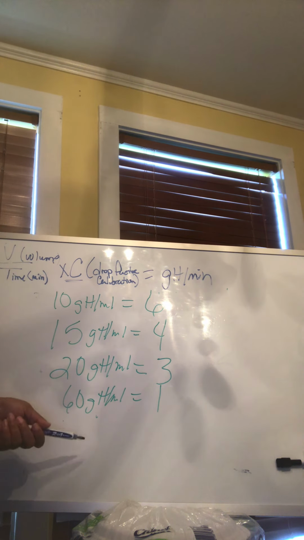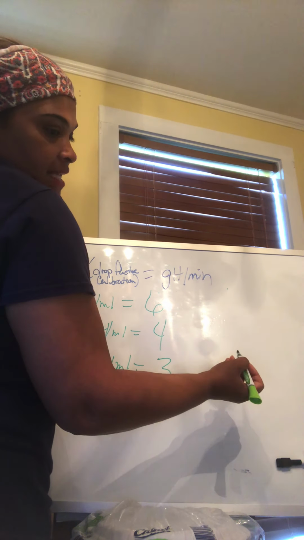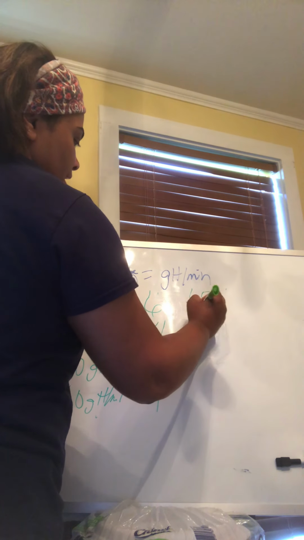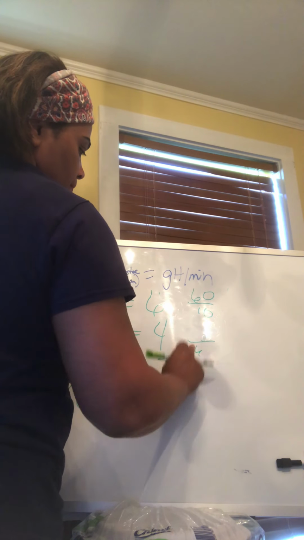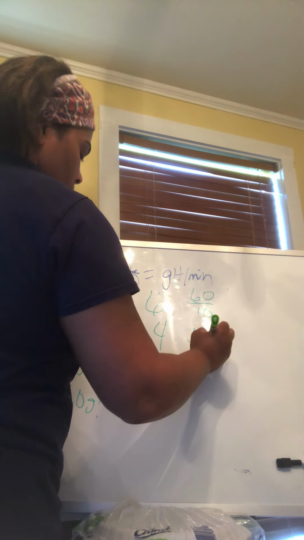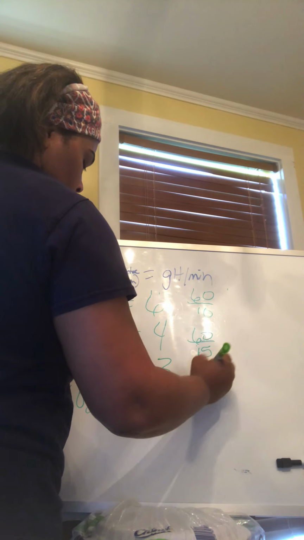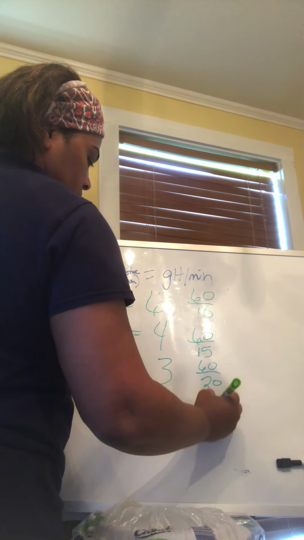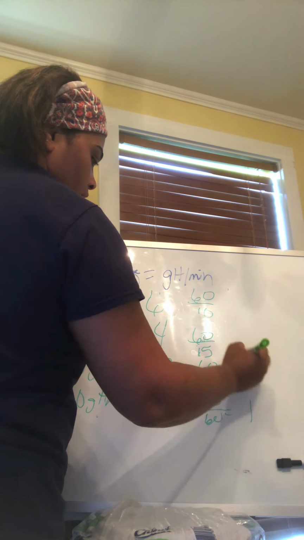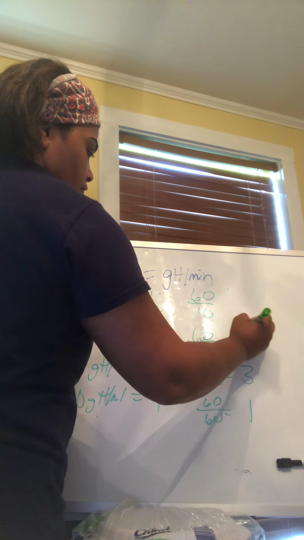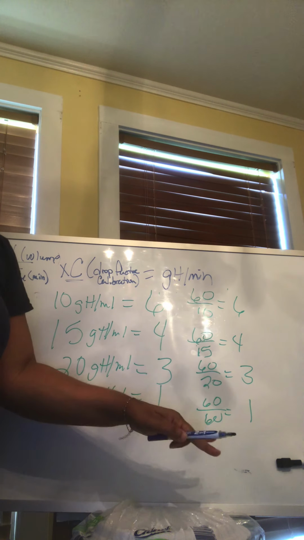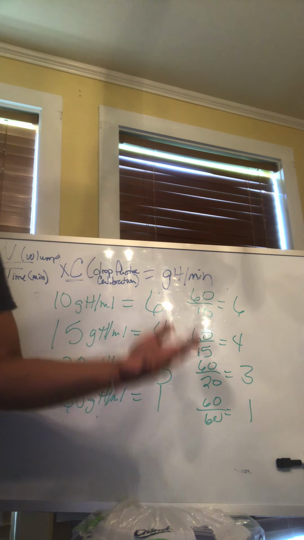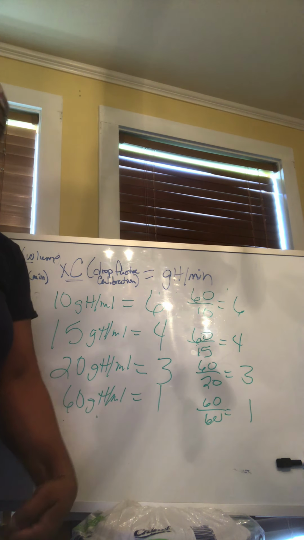And how they came up with this is basically all they did was put 60 over 10, 60 over 15, 60 over 20, and 60 over 60, which gave us 6, 4, 3, and 1. But this is something that you can memorize, so that way you can do the shortcut method.